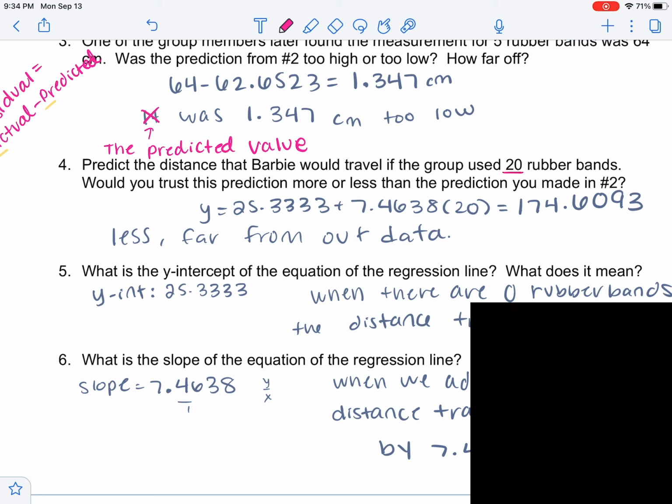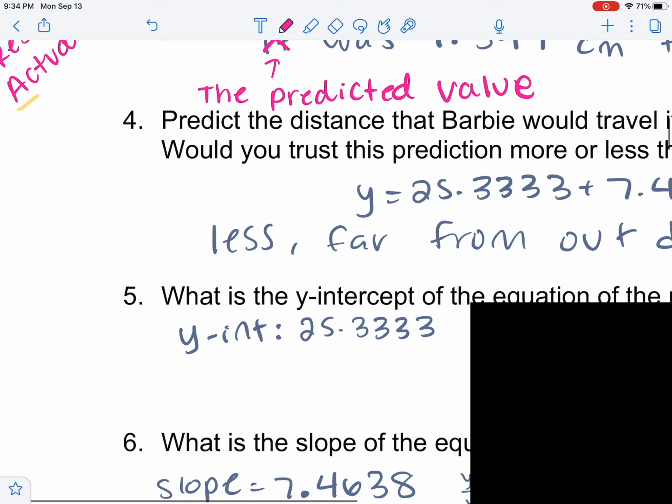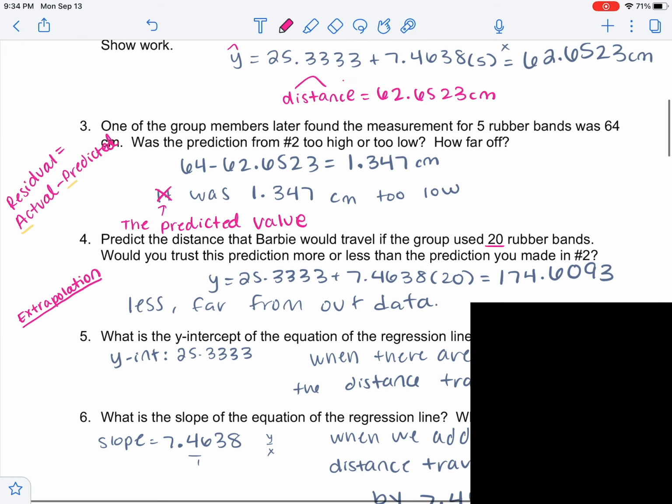Now, again, this is another big idea for today. If we use the linear regression to predict a number that is outside of our current data, so currently we are from 0 to 7 rubber bands, that is what we call extrapolation. So that's extrapolation. When I plug in an x that goes outside of the range of my current x values. So right now our x's were from 0 to 7. Because 20 is larger than 7, that's extrapolation.